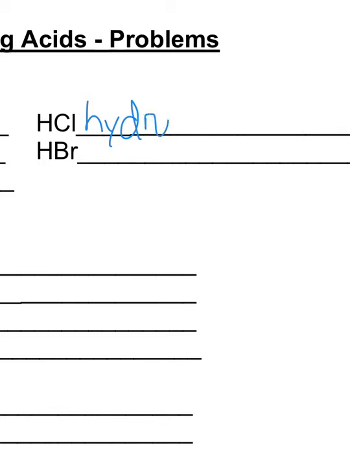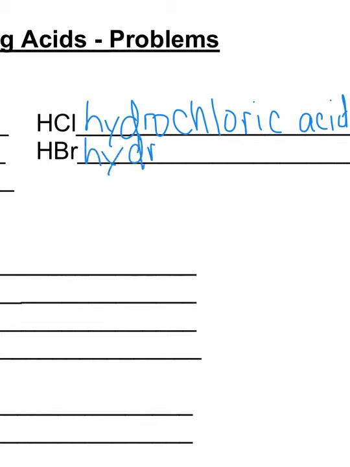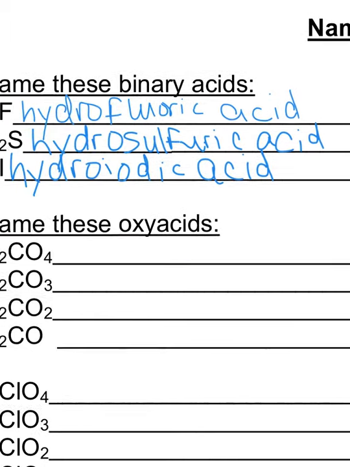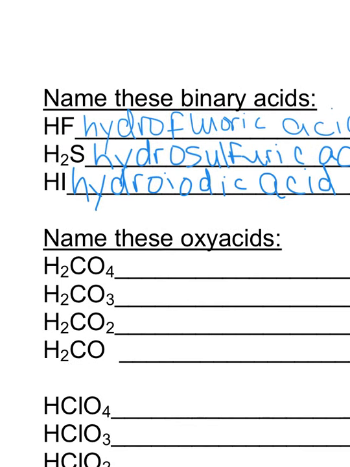What do you suppose these two are? Hydro, chloric acid. That one's chlorine. And then how about over here? We have hydro. That's bromine. So how do you think this one's going to end? If you said bromic acid, you are correct. So these binary acids are very, very simple. Prefix hydro, you have the root of the ion, and they end in IC.